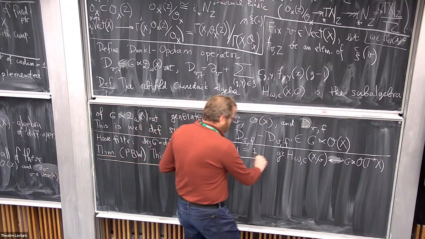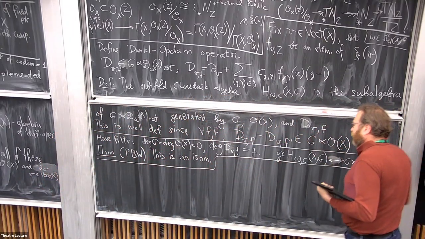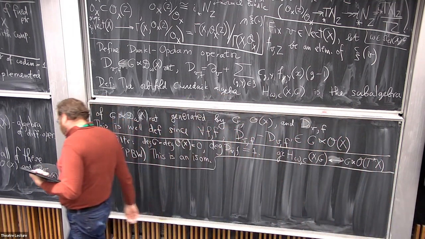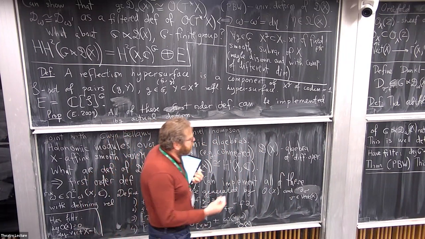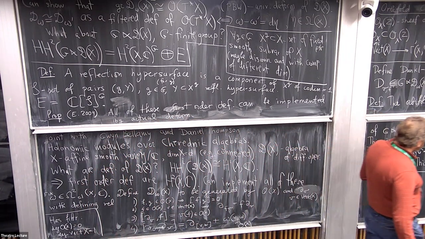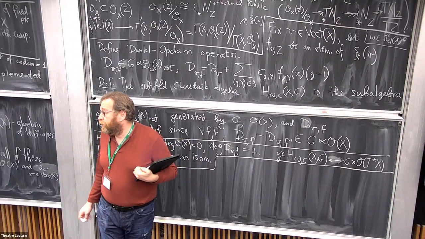What makes this tick? If you define the Cherednik algebra in this way, then you want to prove the PBW theorem, and that boils down to the fact that the Dunkl operators commute.